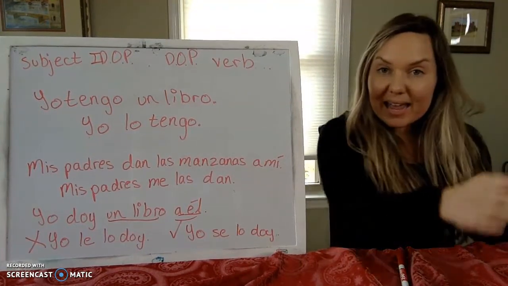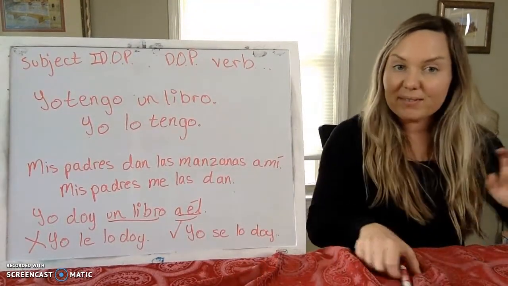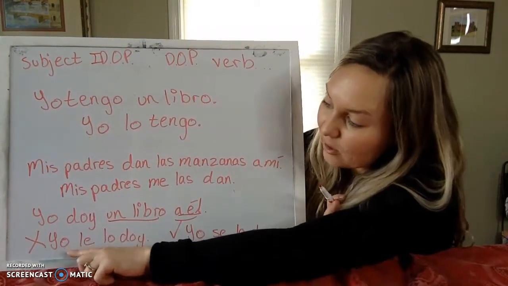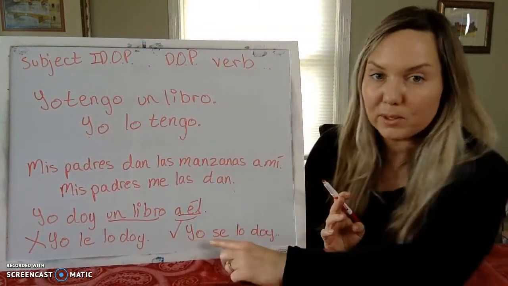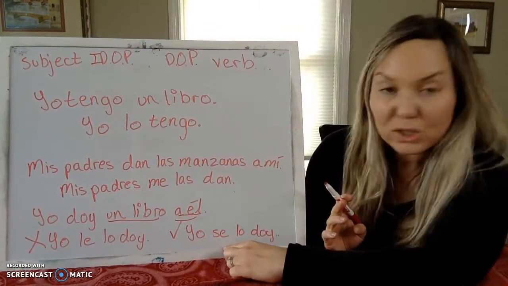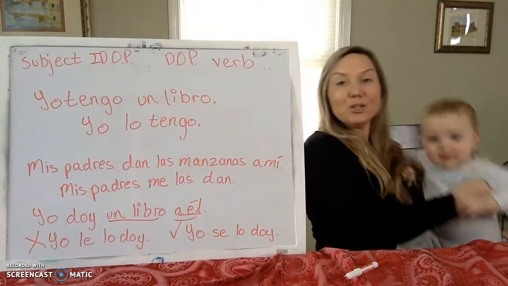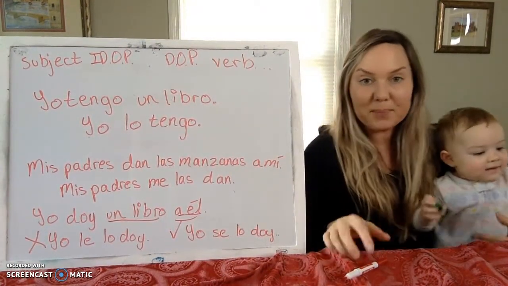We replace a él with le. All right, I have to get this in quick because the recorder will cut me off. If we were to rewrite it, it would be like this. Yo le lo doy. You can't lay low in Español. We changed the le to se. So you keep it subject, indirect, direct, and then verb.